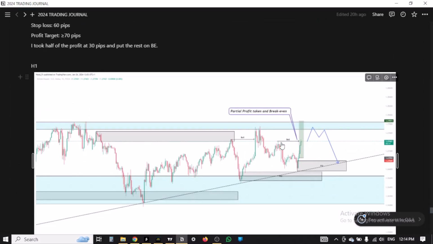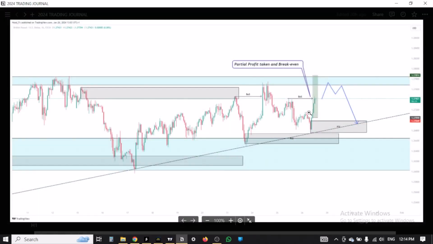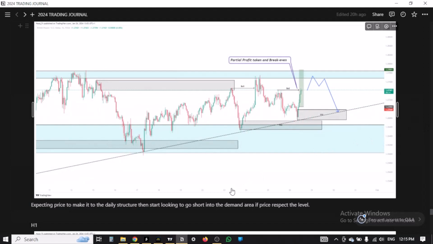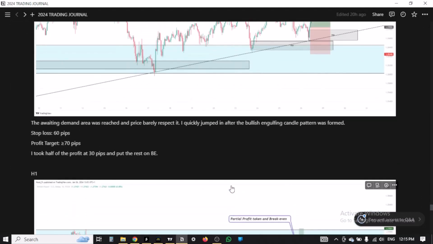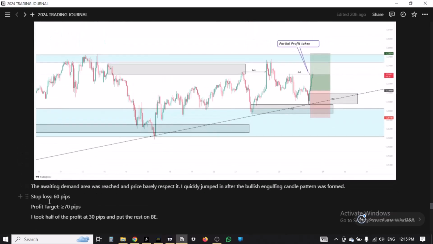After price got to this next high here, I put this trade on break even and I took out partial profit. I think I put that there. Yes, this is it here. So the stop loss was actually 60 pips and the take profit was above 70 pips, depending on how the market moves. I was actually expecting price to break through this structure. That was why I put greater than or equal to 70 pips.